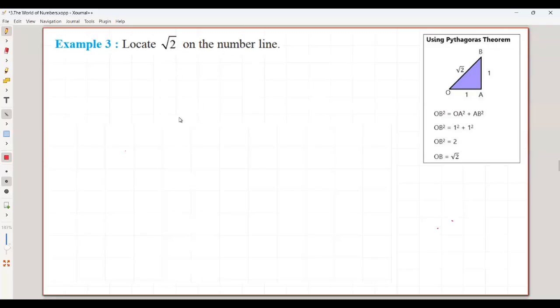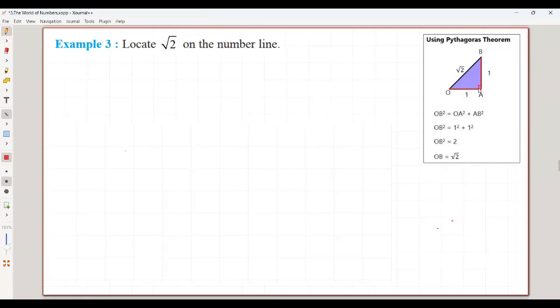Suppose we take a number line, any number line. For locating root 2, first, in the number line, I'm taking 1 unit. Then you have to take a 90-degree perpendicular line. I draw the 90-degree perpendicular line, that also 1 unit. So this side 1 unit, this side 1 unit, and it's forming 90 degrees here.